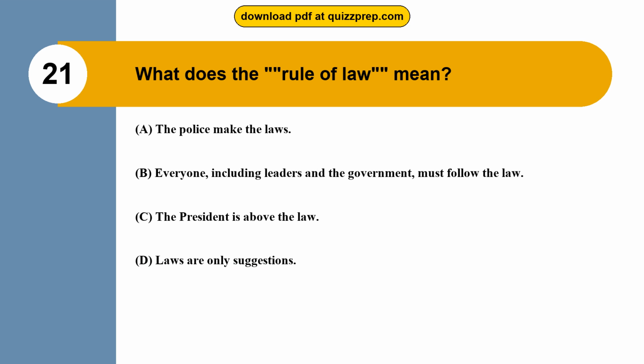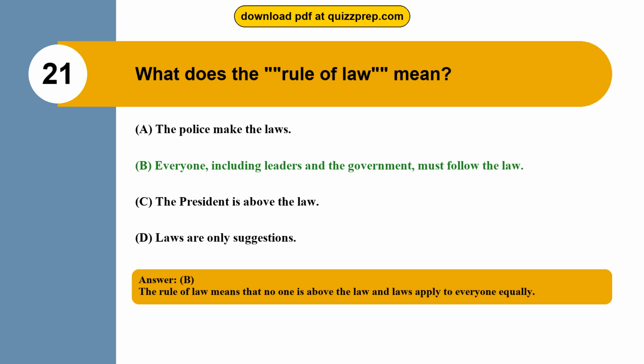Question 21. What does the rule of law mean? Option A. The police make the laws. Option B. Everyone, including leaders and the government, must follow the law. Option C. The president is above the law. Option D. Laws are only suggestions. The correct answer is option B. Everyone, including leaders and the government, must follow the law. The rule of law means that no one is above the law and laws apply to everyone equally.